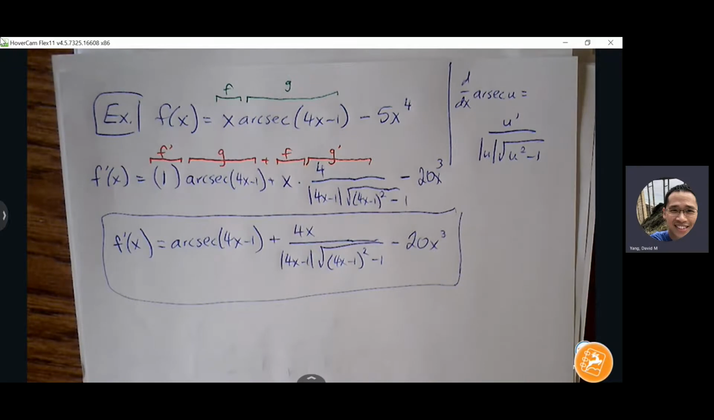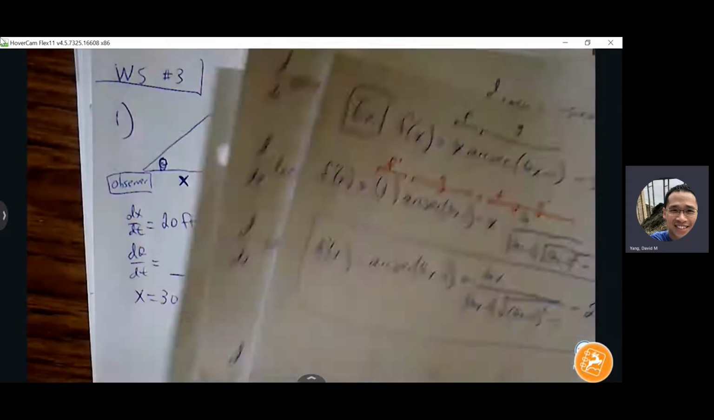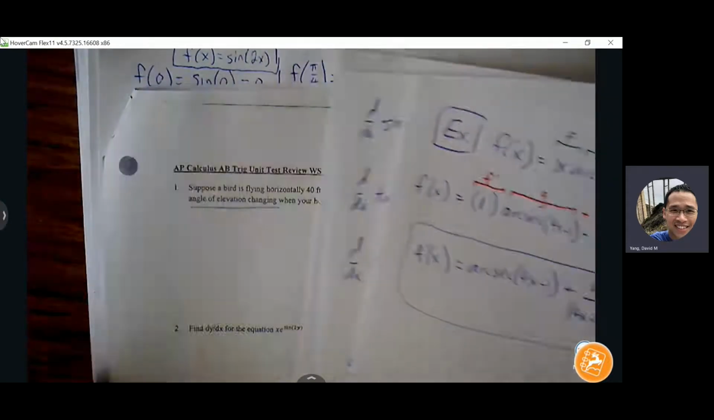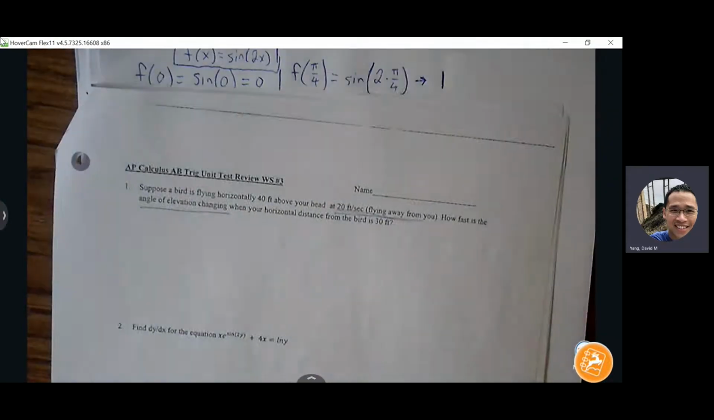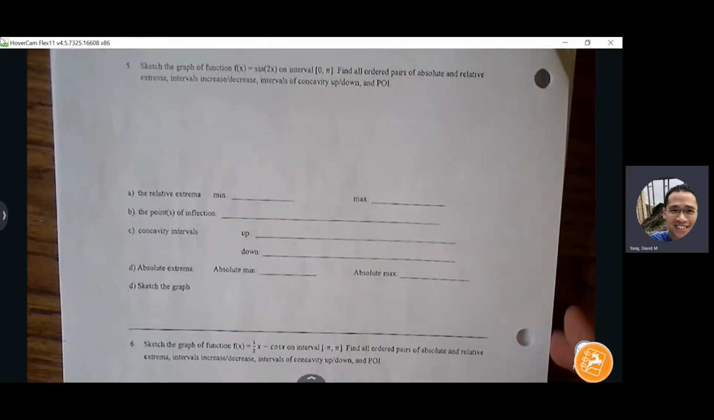Okay, let's go to worksheet 3. And let's do a curve sketching problem. So we can go to the back of worksheet 3. Let's do a full curve sketch problem. So number 5.